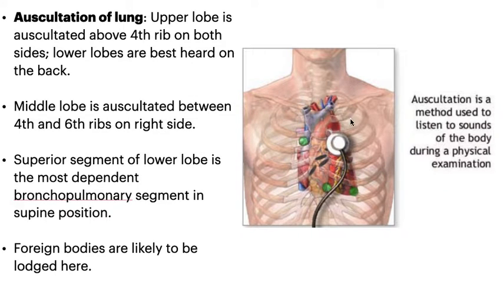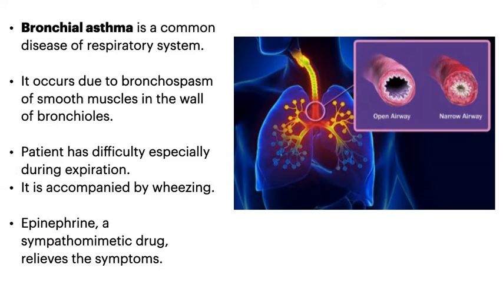Right. So, auscultation of the lung, upper lobe is auscultated above the fourth rib on both sides. Lower lobes are best heard on the back. Middle lobe auscultated between fourth to fifth on the right side. The superior segment of the lower lobe is most dependent part of the bronchopulmonary segment in supine position. Foreign bodies are likely to be lodged here.